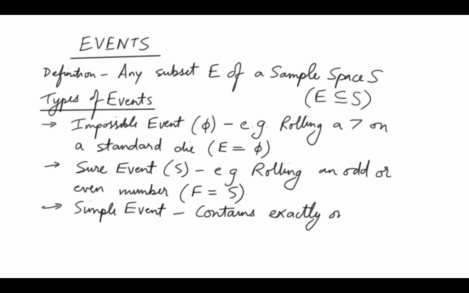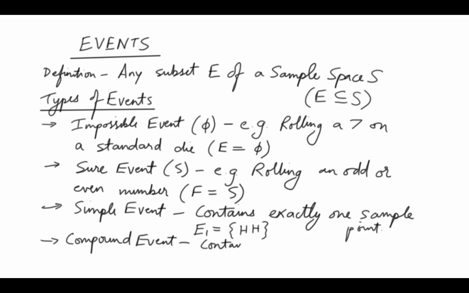If an event contains only a single sample point, it is called a simple event. If it contains more than one sample point, like getting at least one tail when tossing 2 coins, it is classified as a compound event.